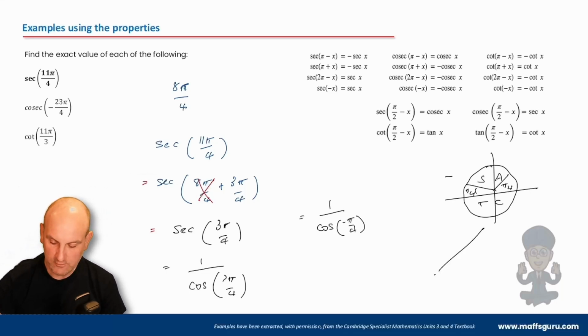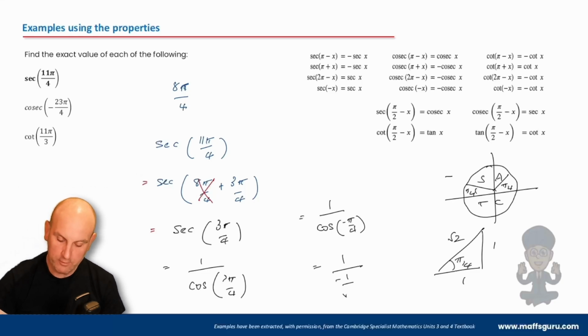Well, again, a quick triangle of 1, 1, root 2, and that's pi on 4. So cos of pi on 4 is 1 on root 2, which gives minus 1 on root 2. So that's 1 on minus 1 on root 2, which basically gives me minus root 2.